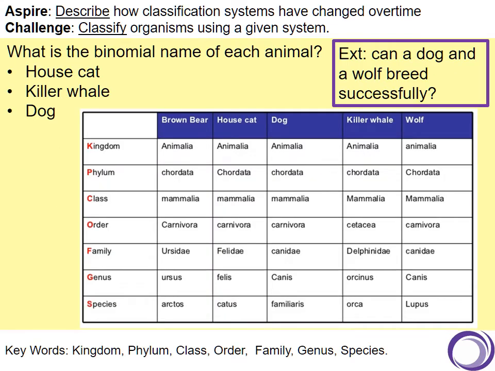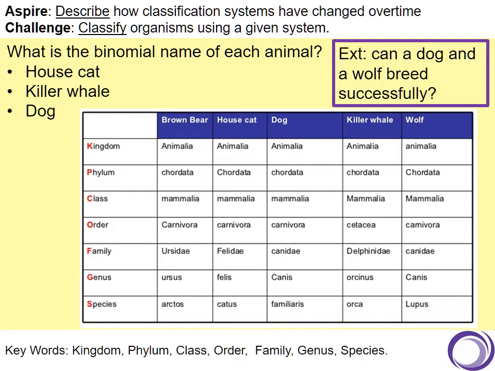Would be, we use the genus and the species. So the binomial name for the house cat would be Felis catus. Felis would need a capital F, catus would have a lowercase c, and obviously if you're handwriting it, you should then underline those two words. Okay, killer whale then would be Orcinus orca. And again, Orcinus should have a capital O, orca should be lowercase o, but both words should be underlined. And the dog, Canis familiaris. And Canis has already got a capital C, familiaris has already got a lowercase f, and again, it should be underlined.